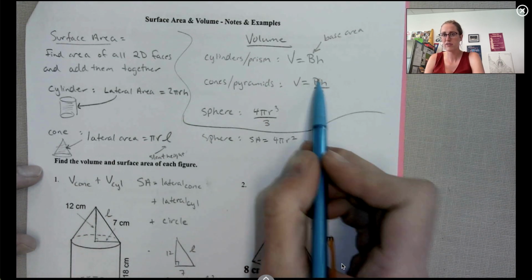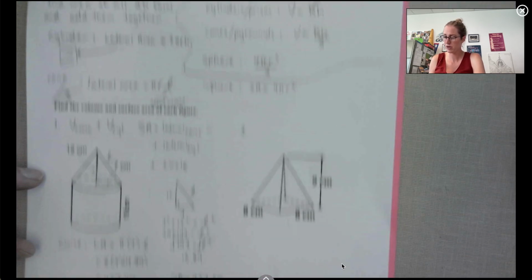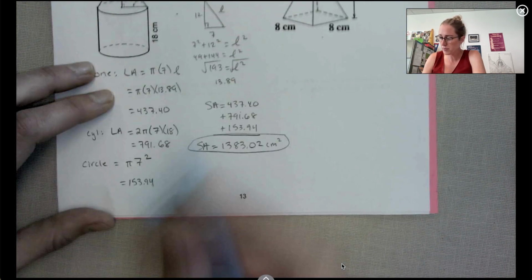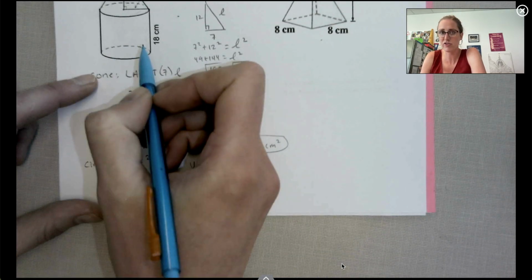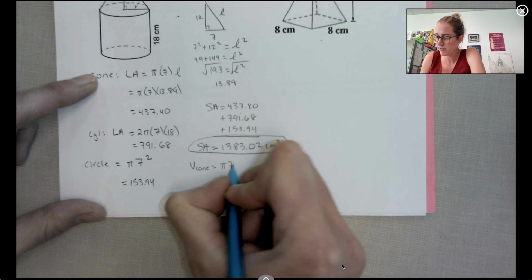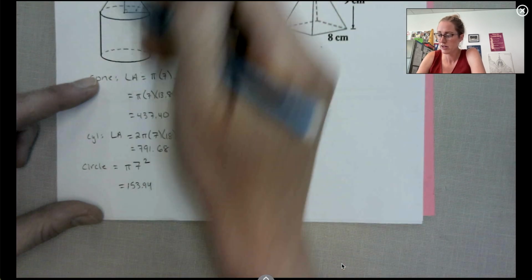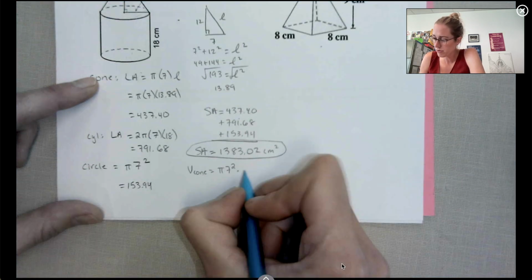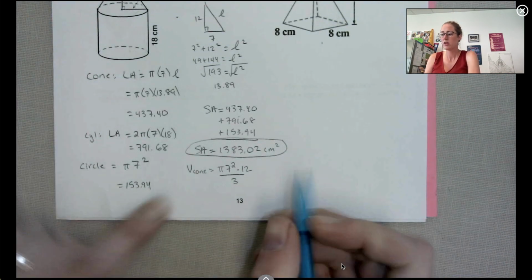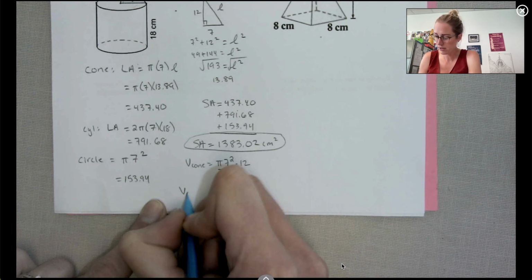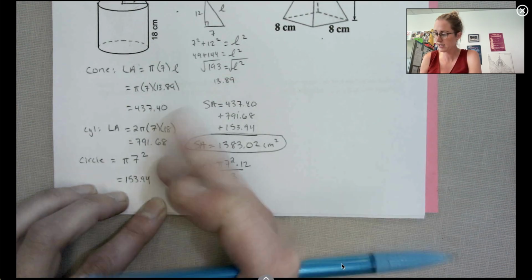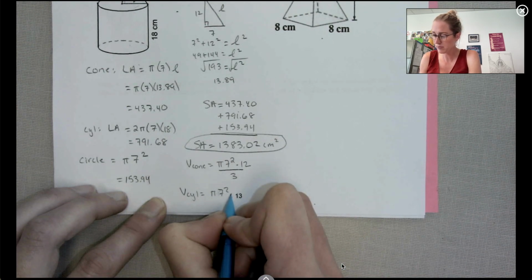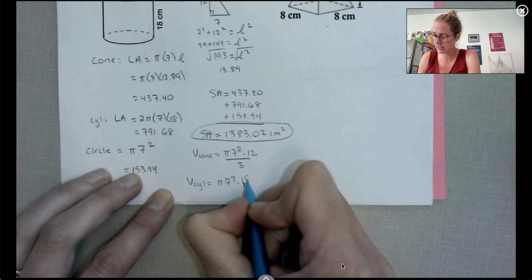Okay, so our volume of the cone is area of the base times the height divided by 3. So volume of the cone, area of the base. Okay, so my area of the base is a circle. So it's pi times 7 squared times the height. So our cone, our height is 12 divided by 3. Okay, the cylinder is area of the base. So pi r squared. So pi times 7 squared times the height. The height of the cylinder is 18.